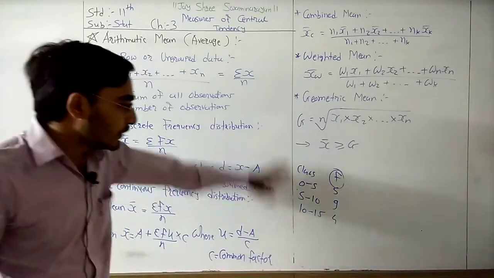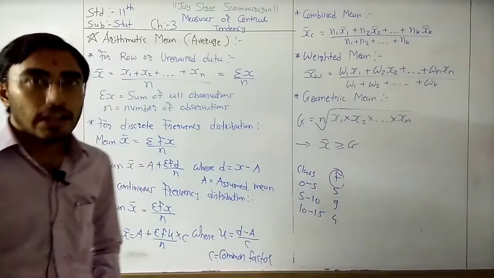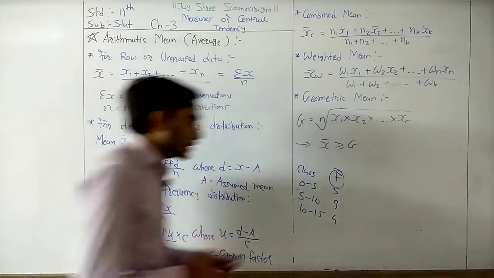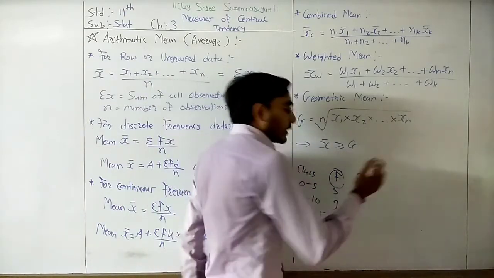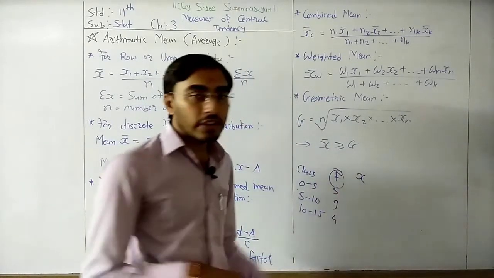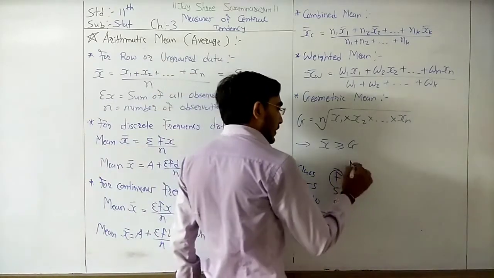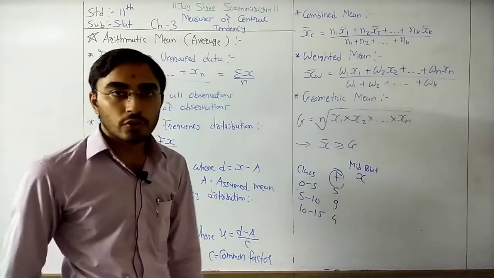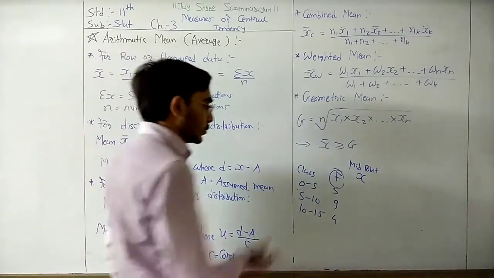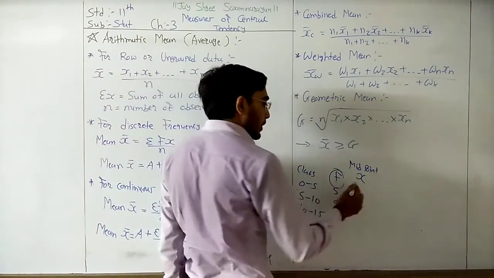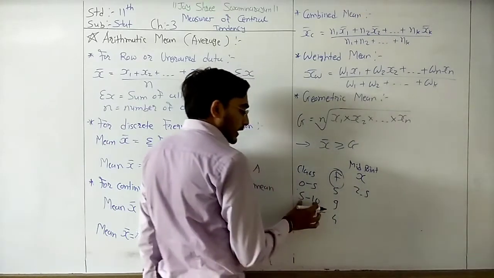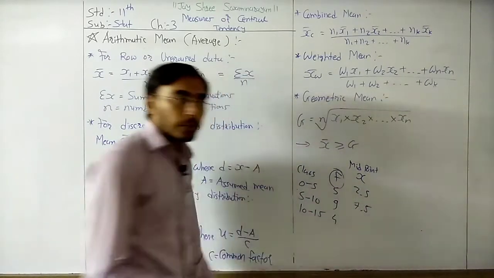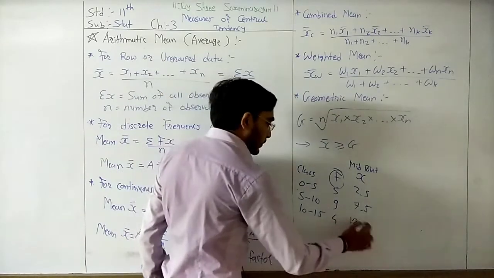But here the class is given to you and the frequency f is given to you. So how can you find the value of x? Here x means the midpoint, otherwise called class marks. So how can you find the midpoint? Addition of these two numbers divided by 2. 0 plus 5, 5 by 2, 2.5. Similarly, 5 plus 10, 15 by 2, 7.5. 10 plus 15, 25 by 2, 12.5.